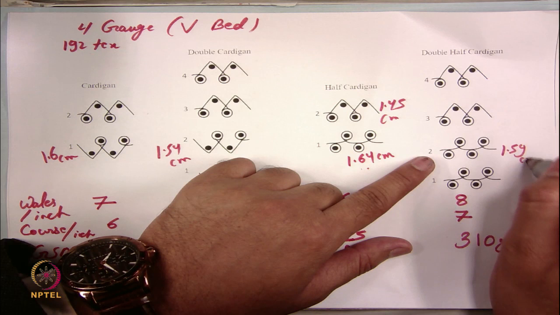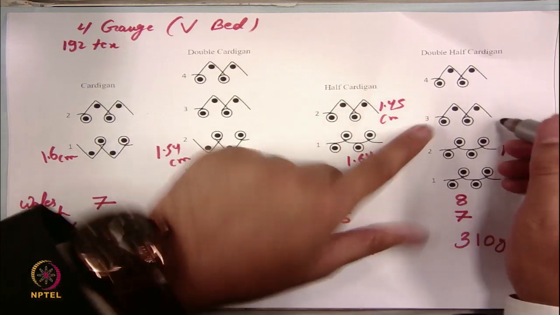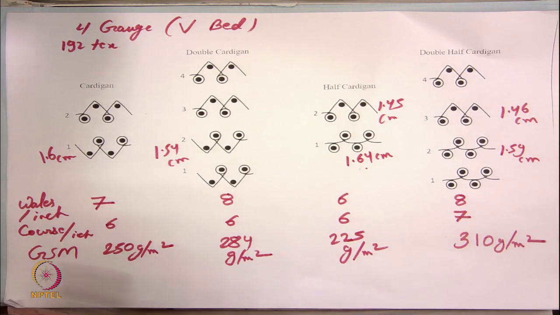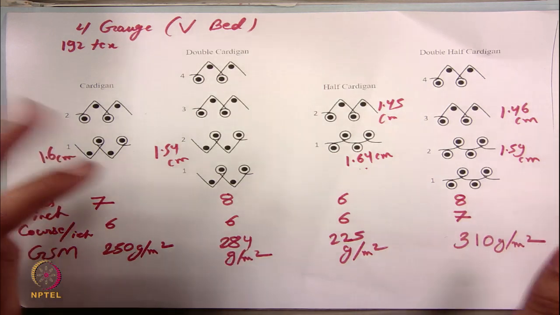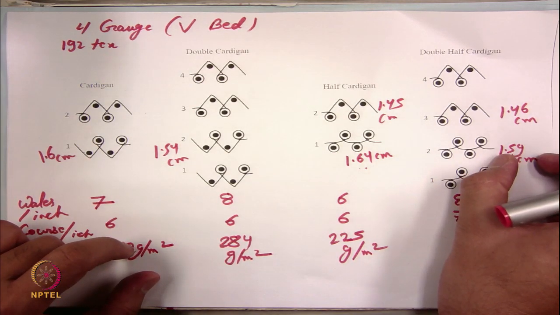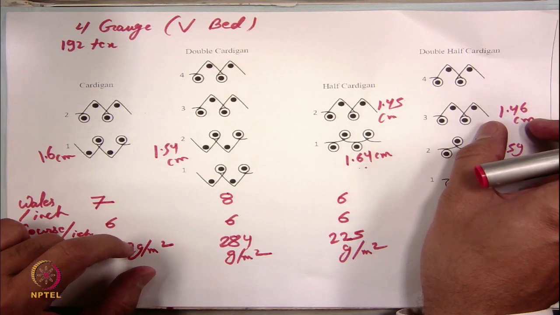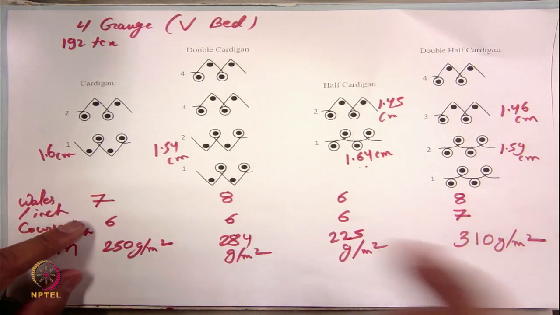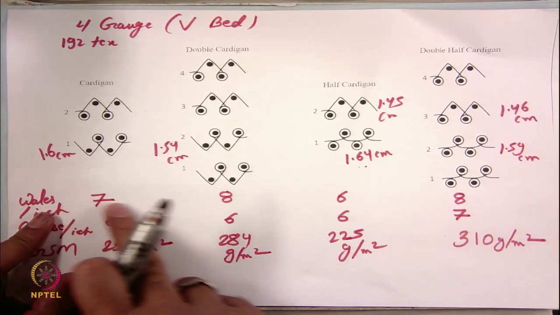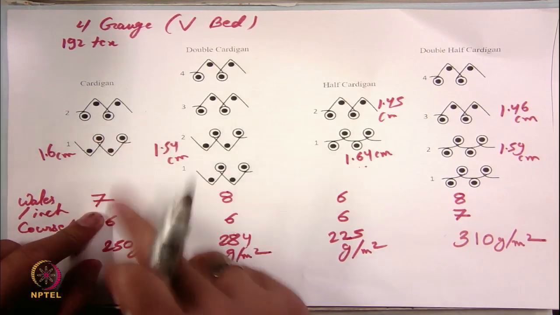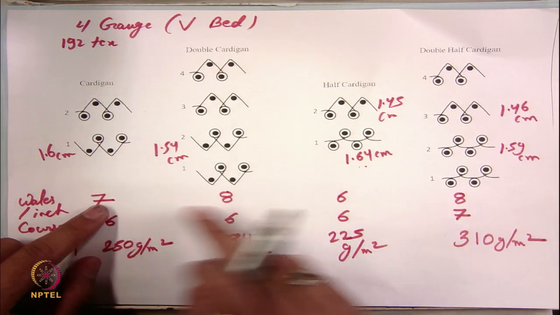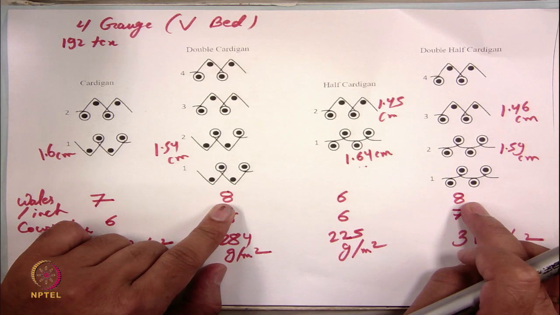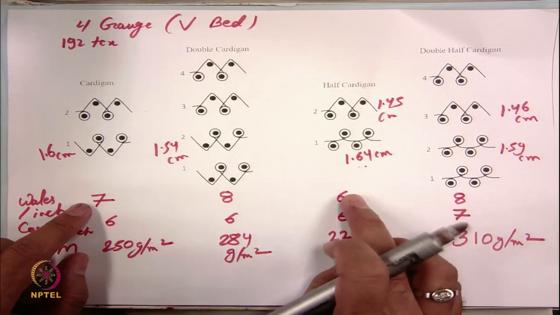1.59 for loops on both sides. For the tuck side, it was 1.46 centimeter. So the key takeaway which you can observe here is rib loop length is bigger, tuck loop length is smaller. The next thing which you can observe here is the number of wales per inch. So in cardigan you have 7 wales per inch, in double cardigan you have 8, and in double half cardigan also 8, and half cardigan it is 6.